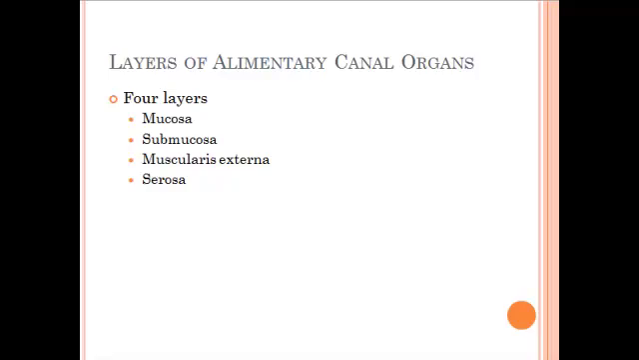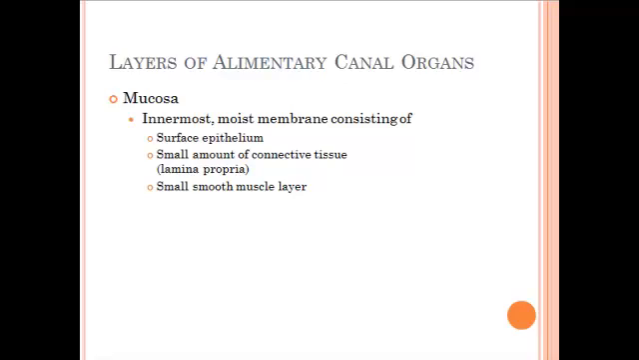So the layers of the alimentary canal: this continuous tube has some different layers. The four layers are first the mucosa layer, then the submucosa, the muscularis externa, and the serosa. Let's take a look at each of these and what they do. First of all, we have the mucosa layer, and this is the very innermost layer of the digestive system. It has cells that produce the mucus, and it's a very moist membrane. The layer of cells are epithelial cells.